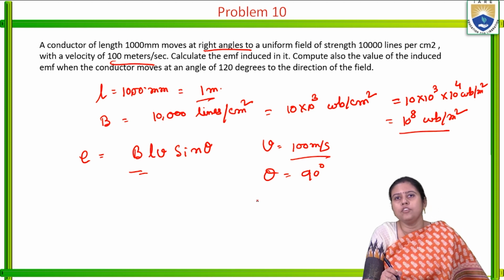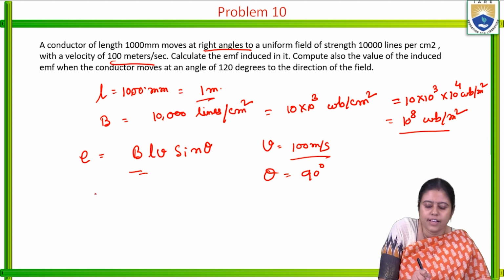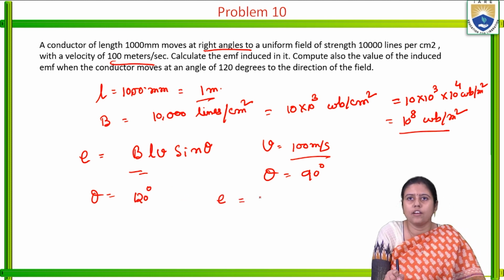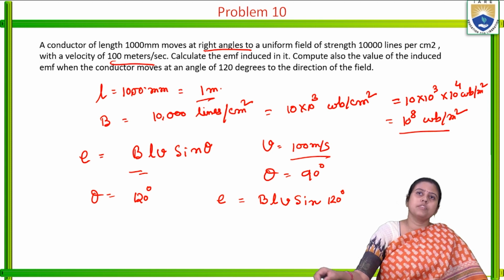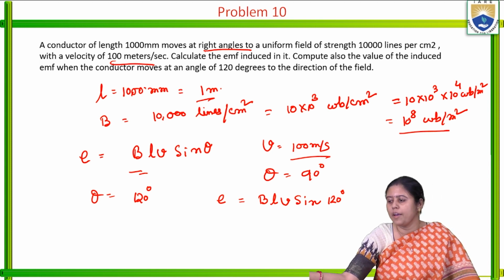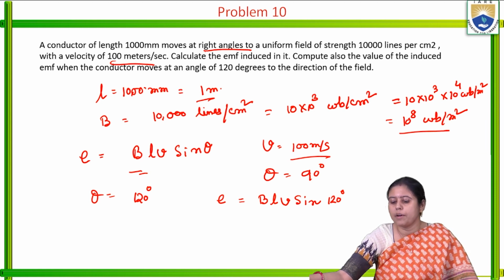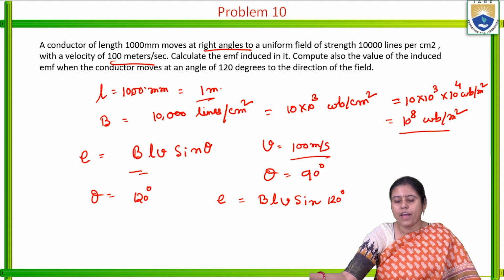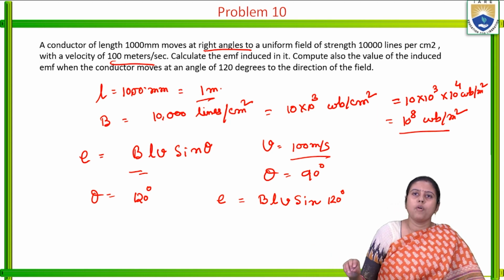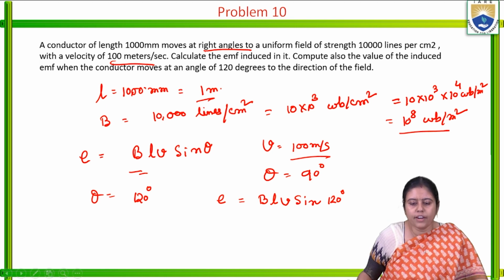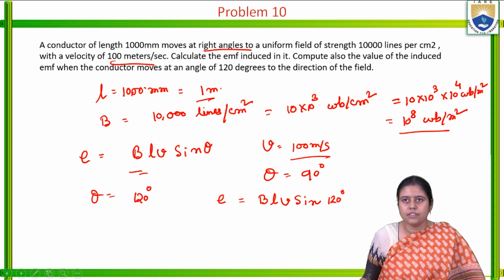Next important thing is we can also get the next case, theta is equal to 120 degree. So what is E? E is equal to BLV sin 120 degree, and using this formula we can get the EMF. If we put the value we can get the value of the induced EMF. Sin 120 degree is half. So this is another important question from this chapter.